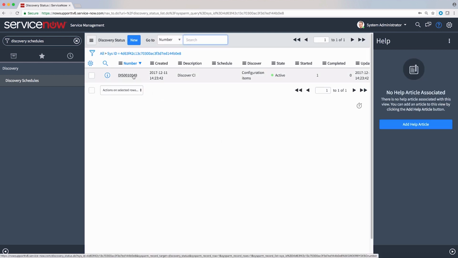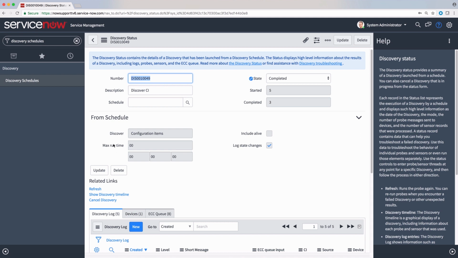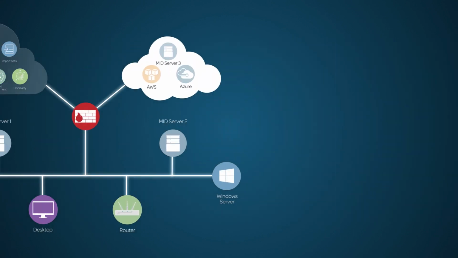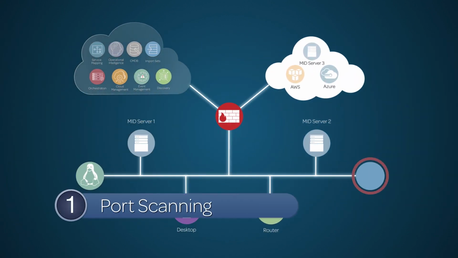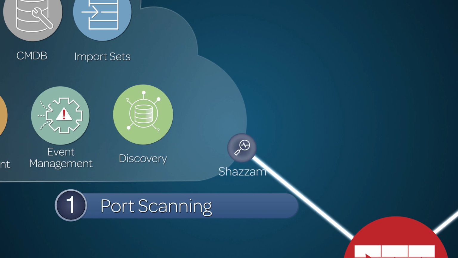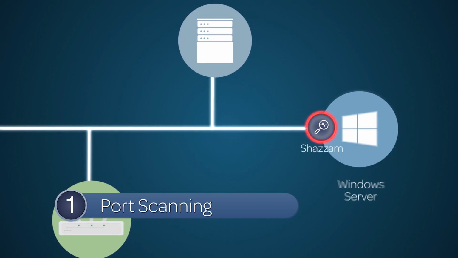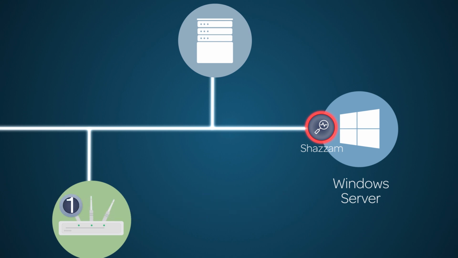When we open the Discovery Status record, we can access the Discovery timeline. Here we can see the phases of discovery and how long each one takes. So what happens in each phase? Let's take a quick look. In the first phase, port scanning, Discovery launches a Shazam probe to scan the defined IP address or addresses and identifies responsive or active IPs and defined Discovery port states. In our example, the probe finds an active IP that responds on port 135, so Discovery will assume it's a Windows device and launch the Windows classification probe.